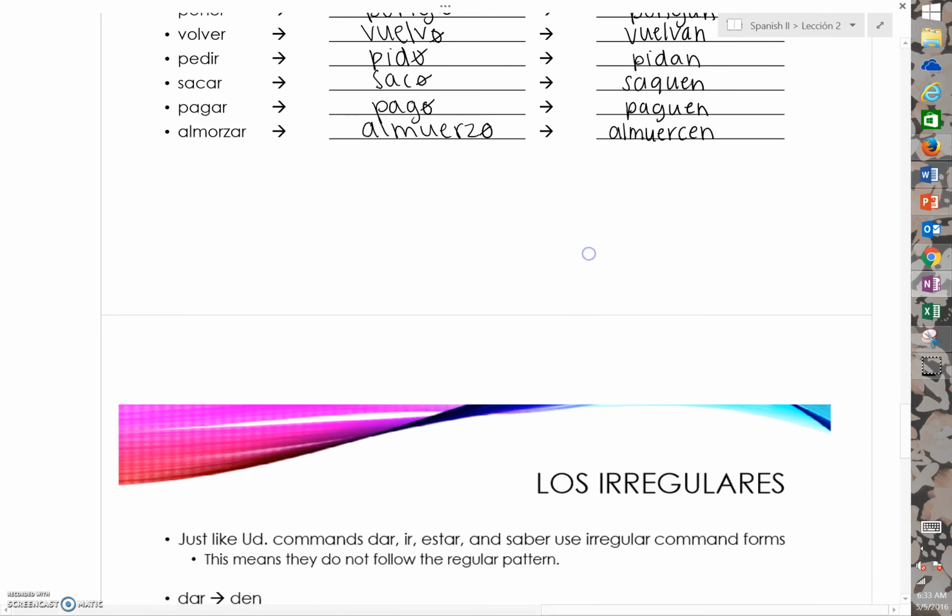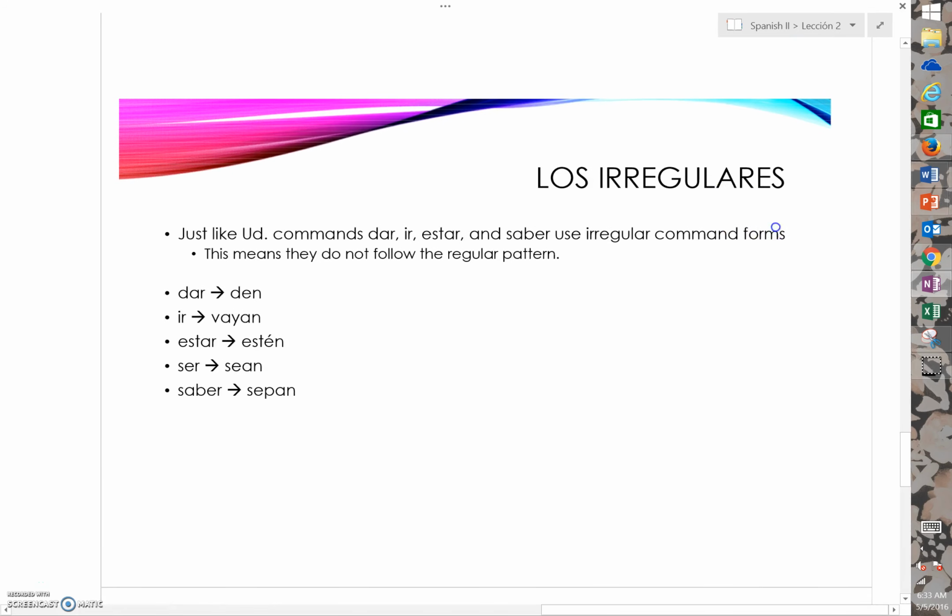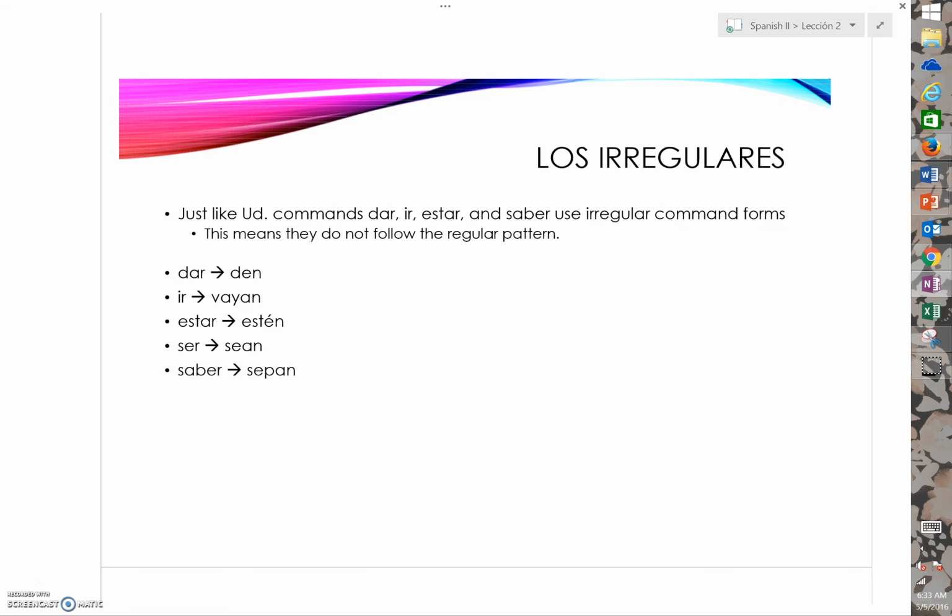Okay, so just like affirmative usted commands, we have 5 irregulars. We have dar, estar, ir, saber, and ser. Oops, I'm missing ser on my slide. Ser. They are very, very similar to usted and negative tú irregular verbs.